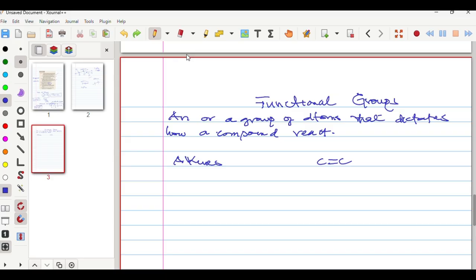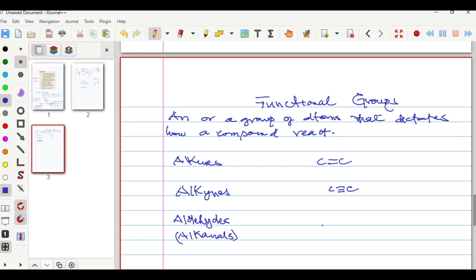So you don't say double bond, you say carbon to carbon double bond. For the alkynes, the functional group is carbon to carbon triple bond. And for aldehydes, they also call them alkanals. We call them that as well. So the functional group for aldehydes is, do you know that?